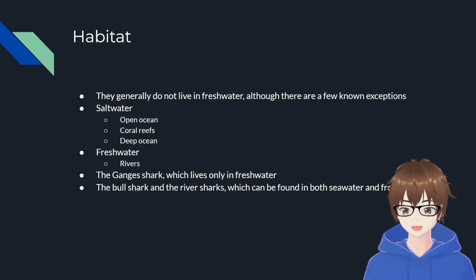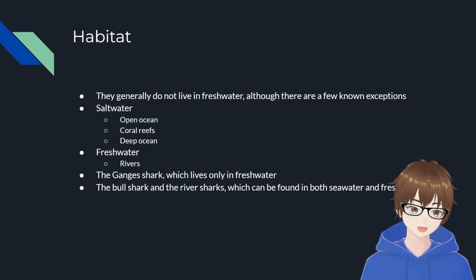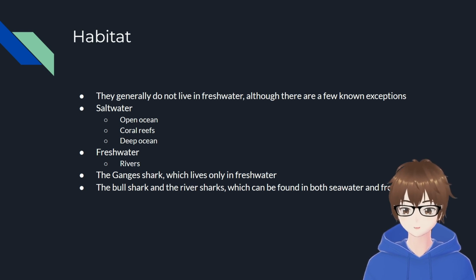Some live in open oceans, some live around coral reefs, some live in deep oceans, some live along the shallow shores, but basically just in saltwater. But then there are a few freshwater species that live in rivers. One of these is the Ganges shark, which lives only in freshwater, and then there are the bull shark and the river sharks, which can be found in both seawater and freshwater.